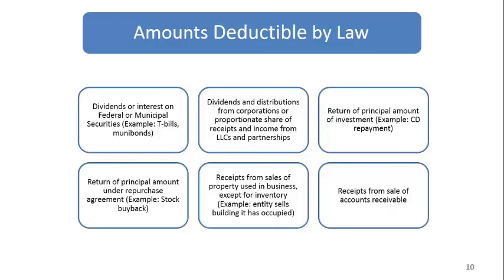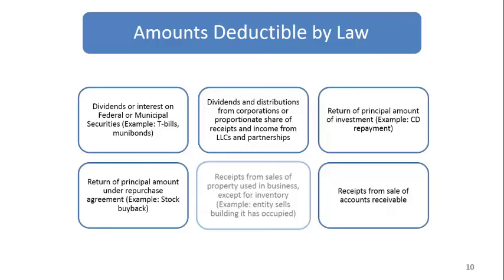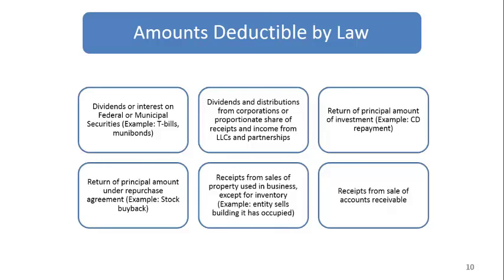This deduction is for the income resulting from a distributive share from a pass-through entity that would be reported on Federal Schedule K-1. The return of the principal amount of investment, return of the principal under a repurchase agreement, receipts from the sale of property used in a business except for inventory. This deduction is for the proceeds from the sale of an asset described in Internal Revenue Code 1231 or 1221. They represent depreciable business assets and capital assets of the business. Also deductible are receipts from the sale of an accounts receivable. This would be the income from the actual factoring of the underlying receivable.